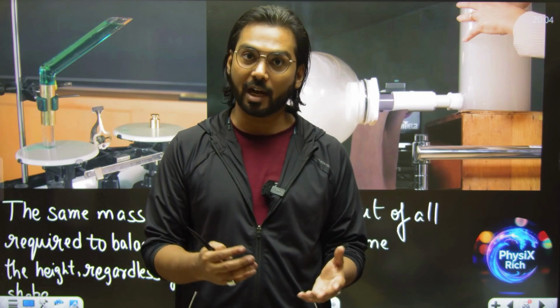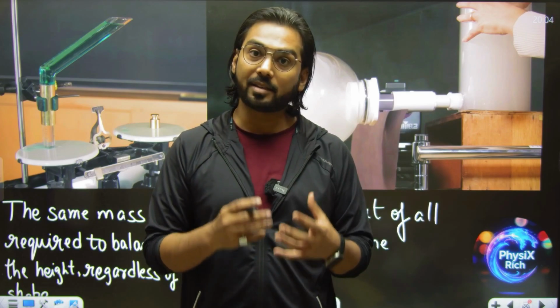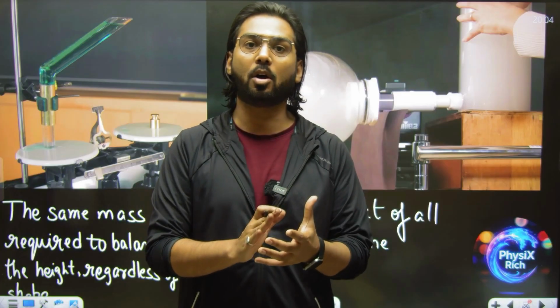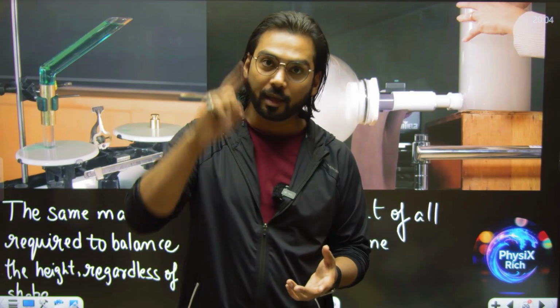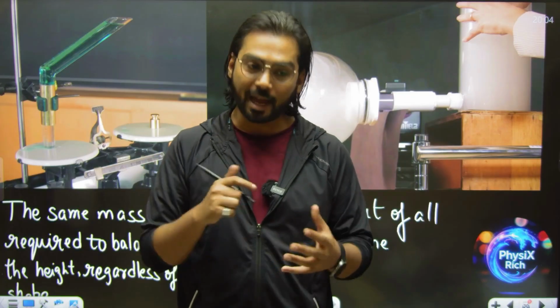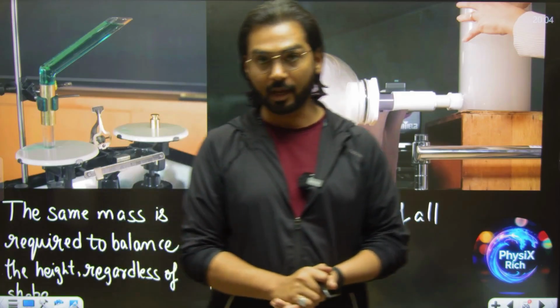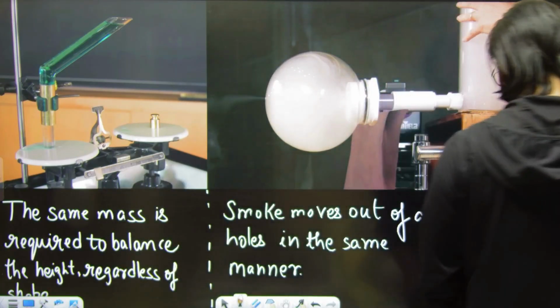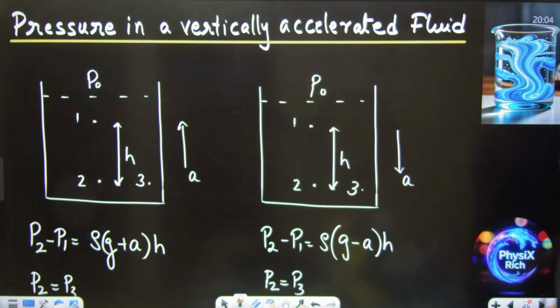But giraffes have a very thick heart because it's supposed to pump a lot of blood to the brain, and the brain is at a very, very large height. So it has to have a very thick heart. A giraffe's heart is thicker than the heart of an elephant. And for good reason, because pressure only depends on the height. And that's the answer to the hydrostatic paradox.